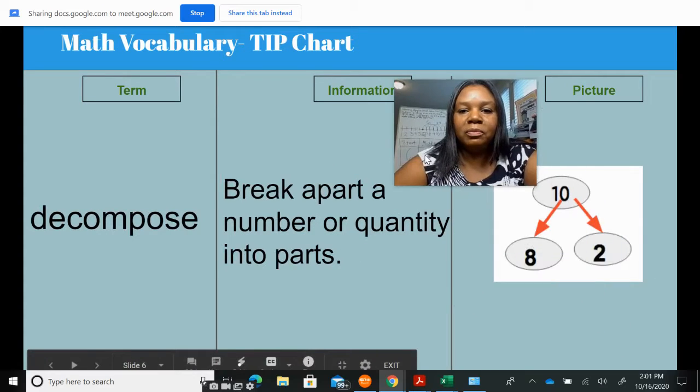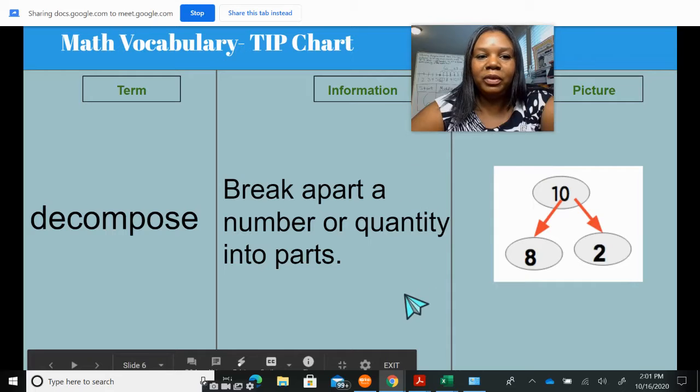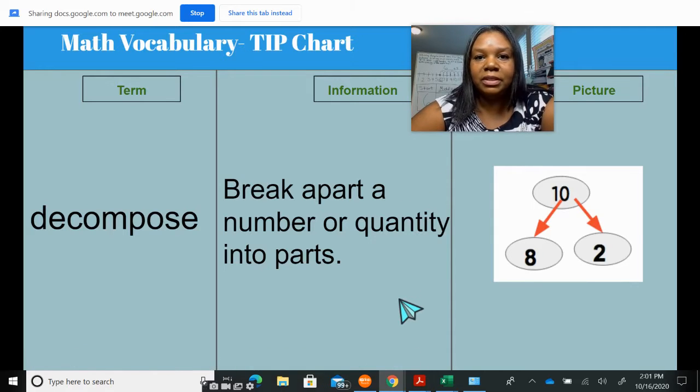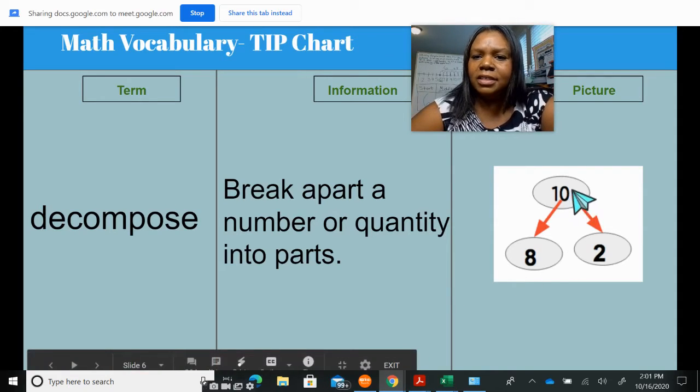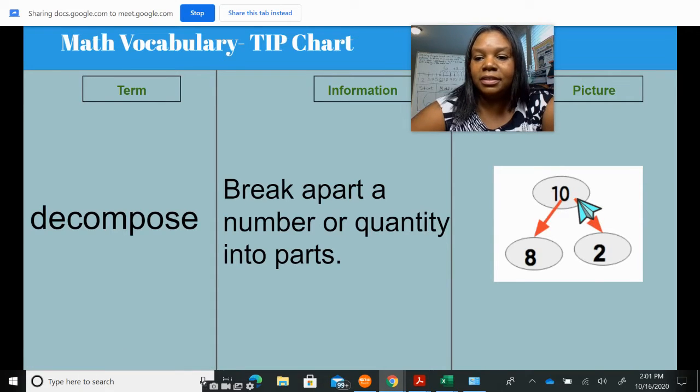The last term that we learned for today was the word decompose. And decompose, boys and girls, means to break apart a number or quantity into parts. The picture that I have for you for today is the number 10. The number is being broken down into 2 parts. So we have 10, and the 2 parts are 8 and 2.